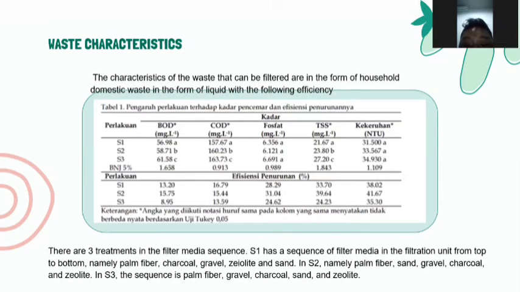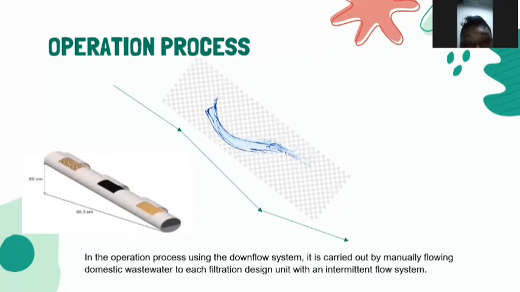The first experiment is a sequence of filter media in the filtration unit from top to bottom, namely palm fiber, charcoal, gravel, zeolite, and sand. In the second experiment, namely palm fiber, sand, gravel, charcoal, and zeolite. And in the third experiment, the sequence is palm fiber, gravel, charcoal, and zeolite. Next. This is the operation process. The operation process uses a downflow system. Next.